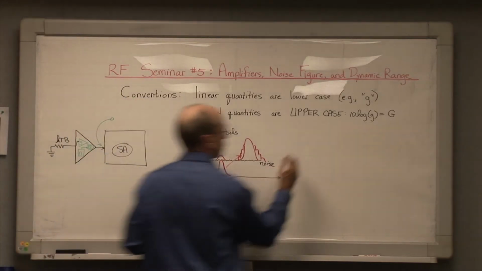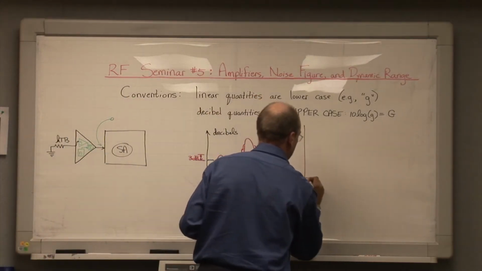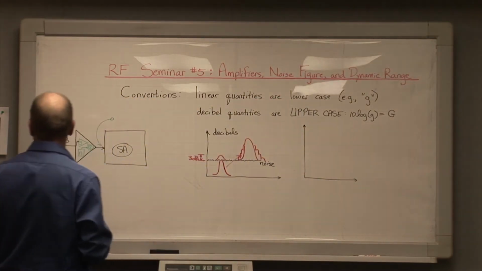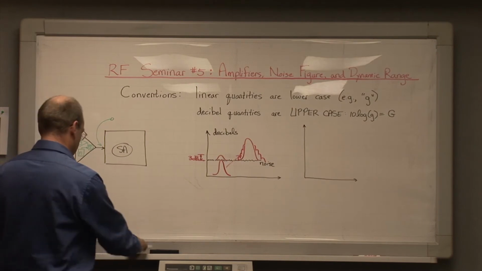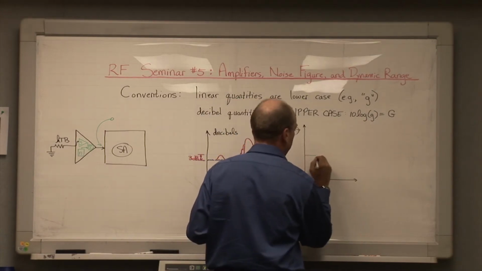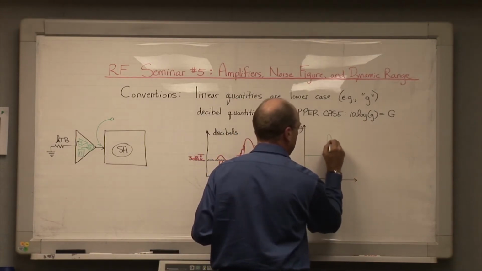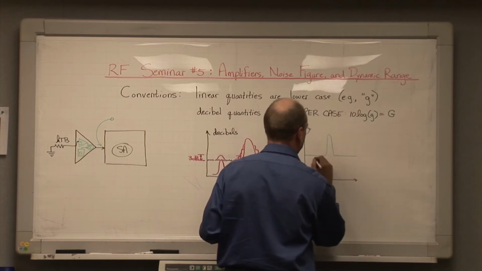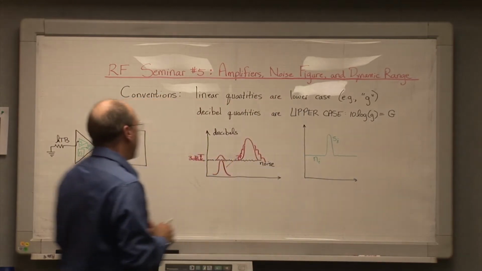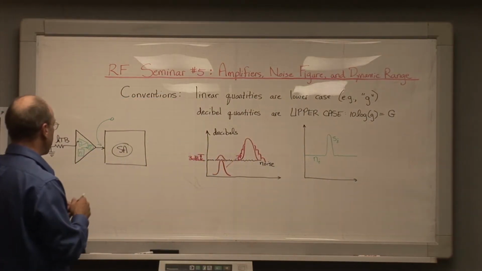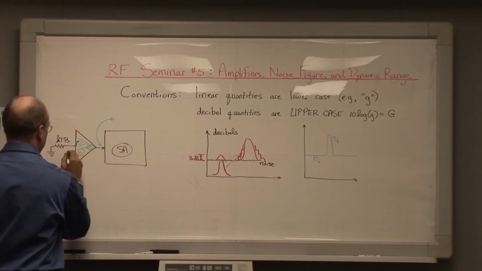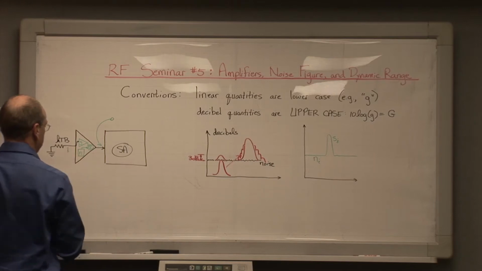So let's look at what we see. What we see in the spectrum analyzer is a certain noise level at the input and a certain signal level at the input. This will be N sub I. This will be S sub I at the input. And when I talk about input, what I'm referring to here is this point in the system.